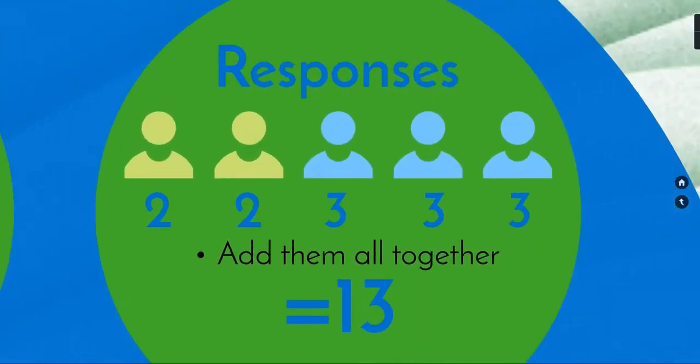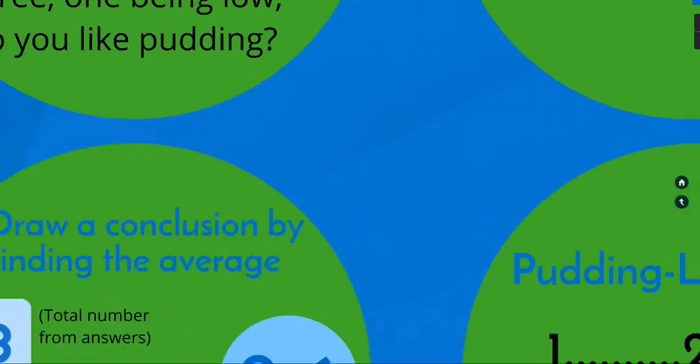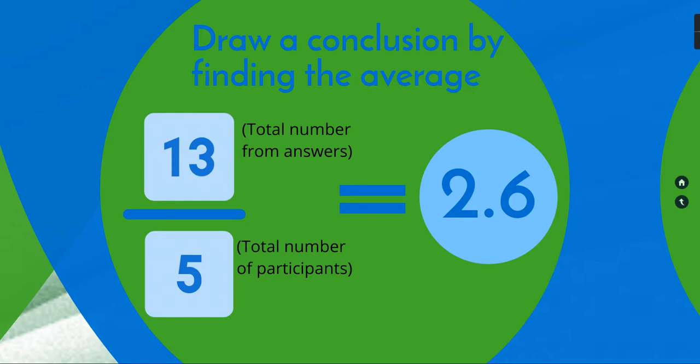2 of the participants answered 2, and 3 of the participants answered 3. Now, we want to average these answers to draw a general conclusion about these specific participants' attitudes around pudding. We first add all of the answers together, which totals 13. Then, take this total of the participants' answers, 13, and divide by the number of participants, 5. The total ends up being 2.6.